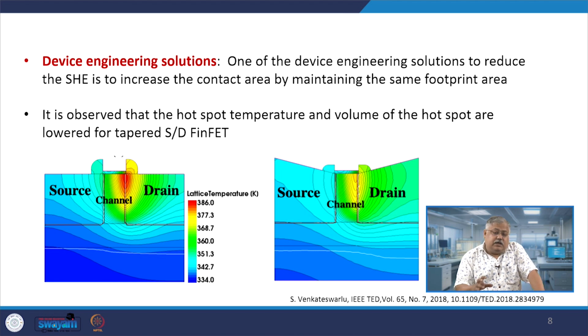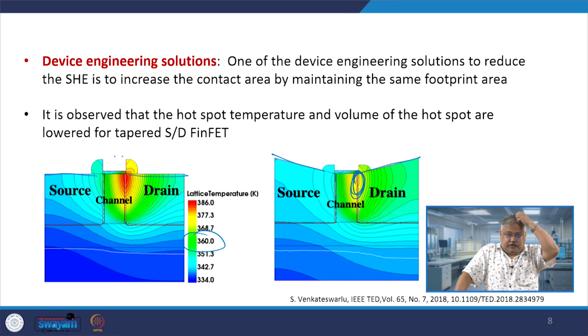Similarly, another methodology is a structural modification, where people have made the source and drain tapered. So, rather than having a straight source and drain, they taper it out like this. When they taper it, as you can see, the red spots are gone at this particular point. The red spots were at 386 degrees centigrade, and they have substantially come down to around 360 to 670 Kelvin by just making the source and drain tapered.